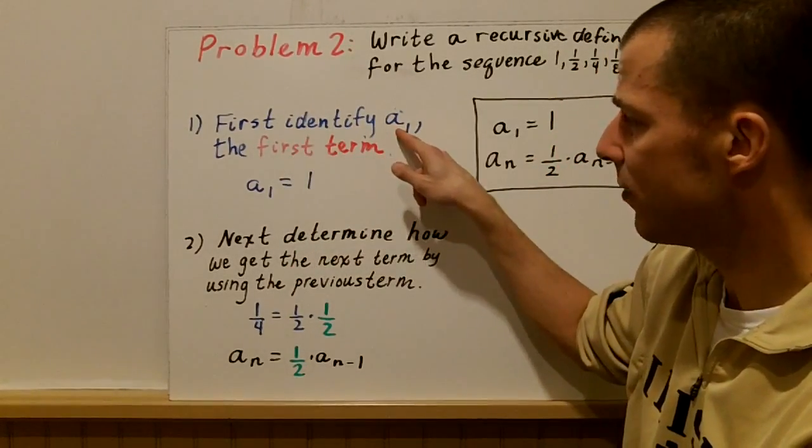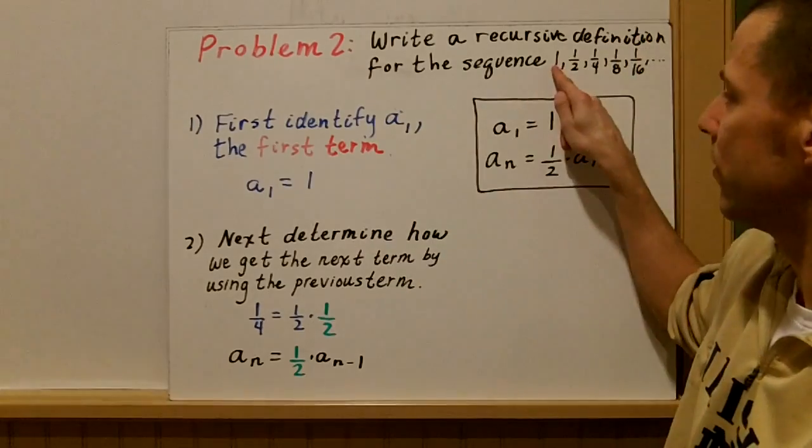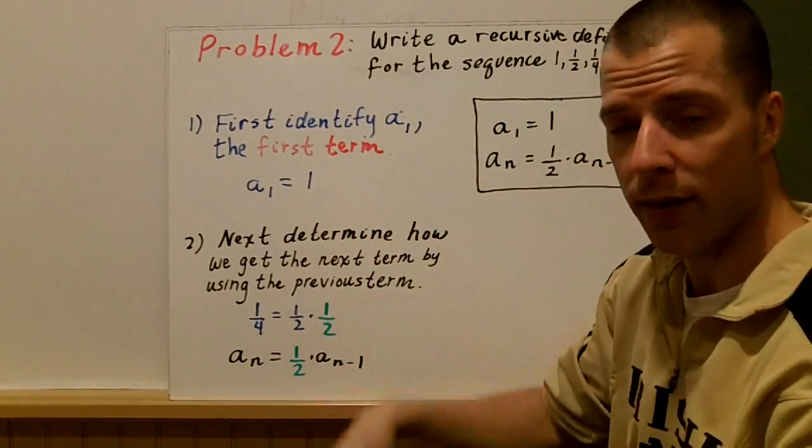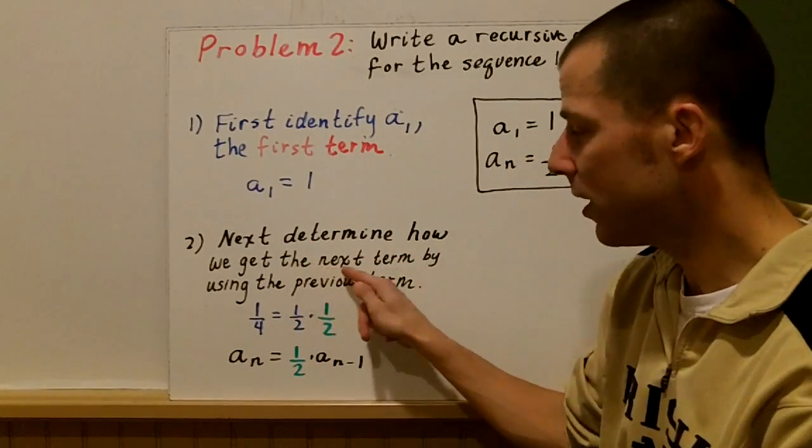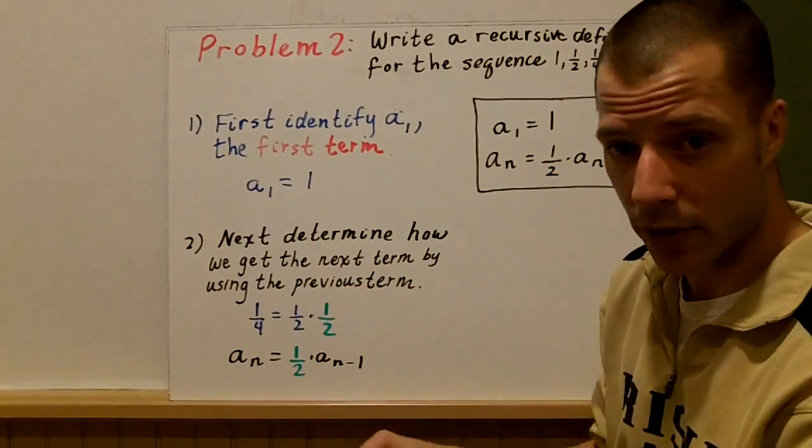First, identify a sub 1, the first term. Well, the first term here is just 1. So I write that. Done with the first part. Second part, we have to determine how we can get the next term using the previous term.